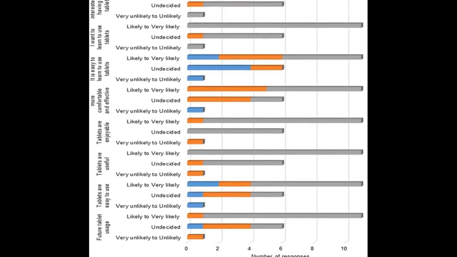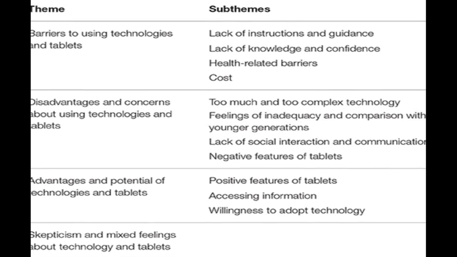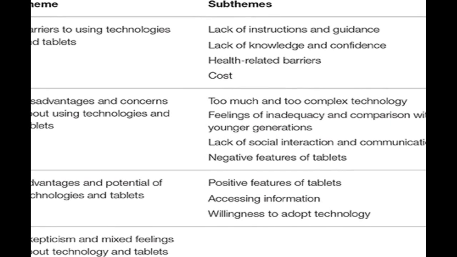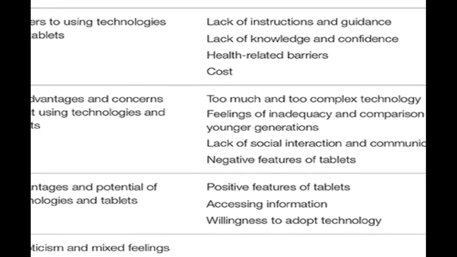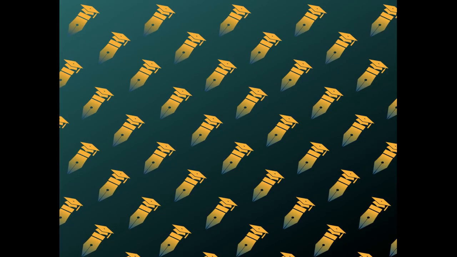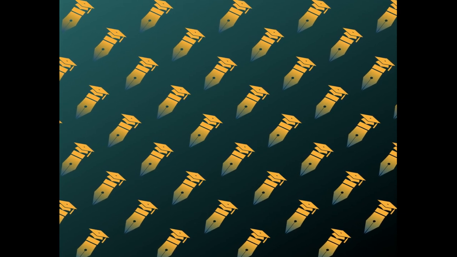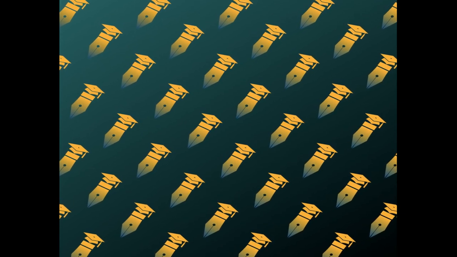The focus groups explored attitudes toward tablets and technology in general, the perceived advantages and disadvantages of using tablets, familiarity with, and barriers to interacting with tablets. The themes that emerged were related to barriers, disadvantages and concerns, advantages, and skepticism about using tablets and technology in general. After brief exposure to tablets, participants emphasized the likelihood of using a tablet in the future.